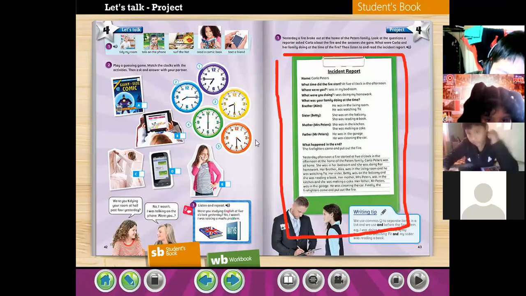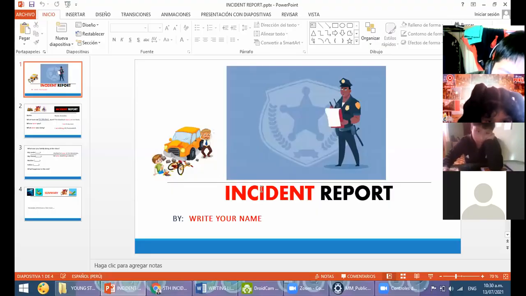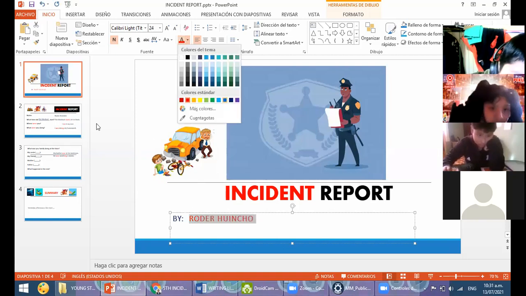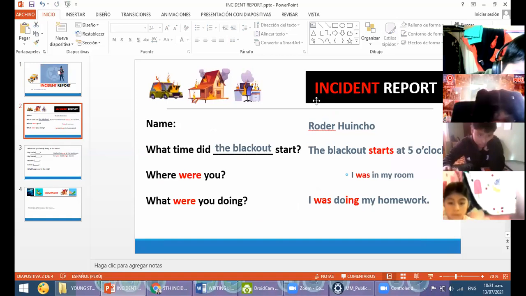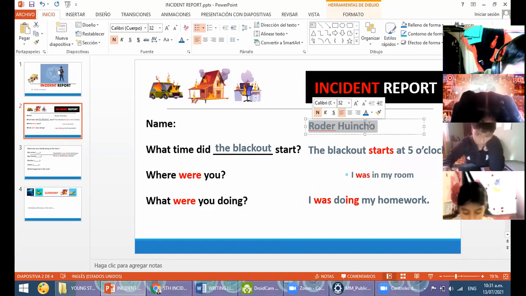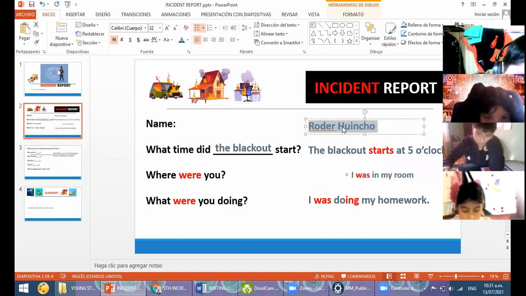And this is the prompt. Look, incident report. For example, look at Zoom, please. Incident report by your name, because you are the author. Okay, this is my name because I am the author of this writing. Incident report. My name, one more time. Change this, please. In this part is your name. Okay, in this part, the name of the incident.